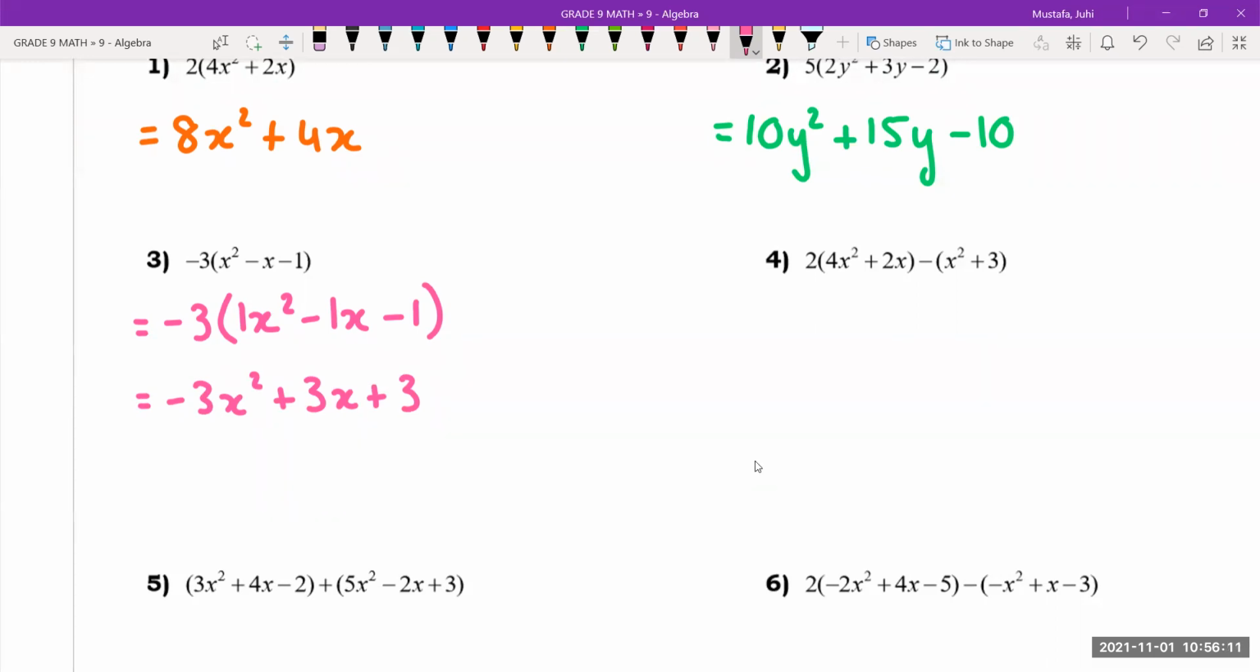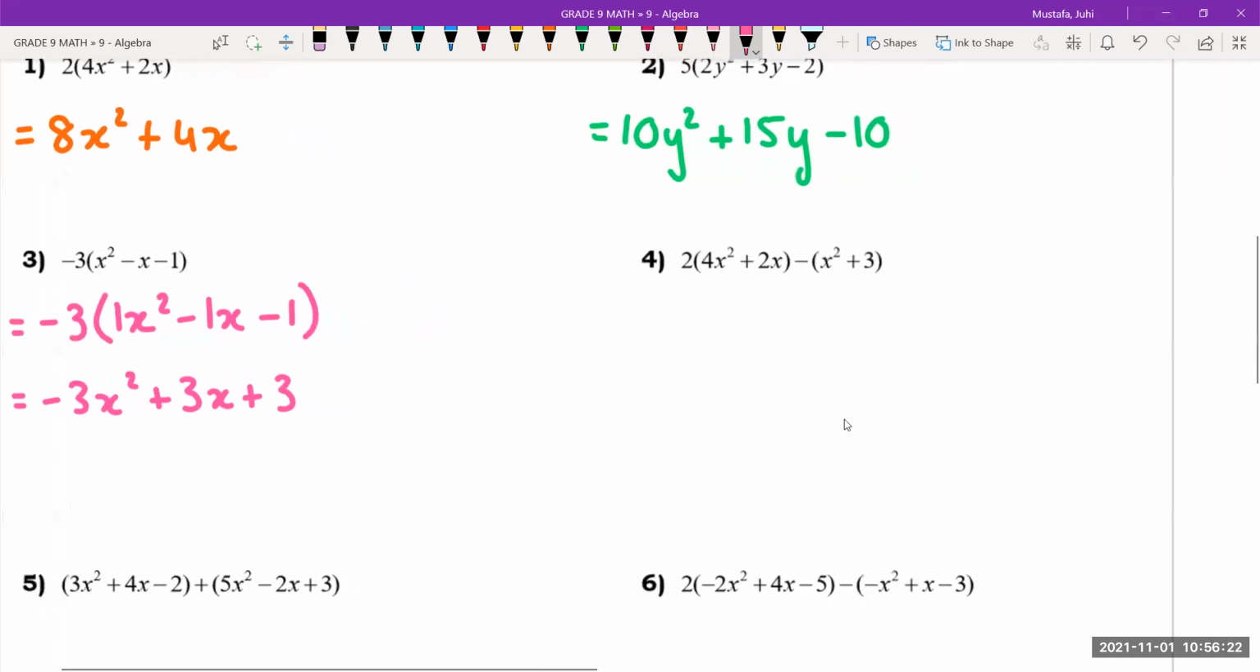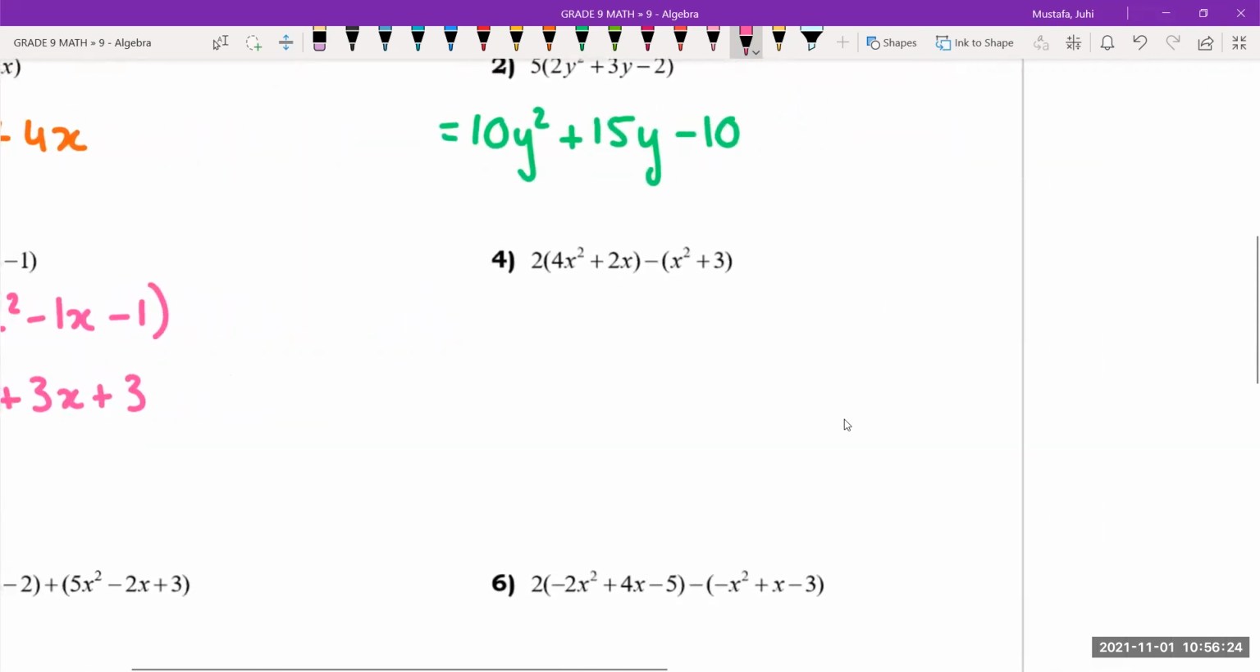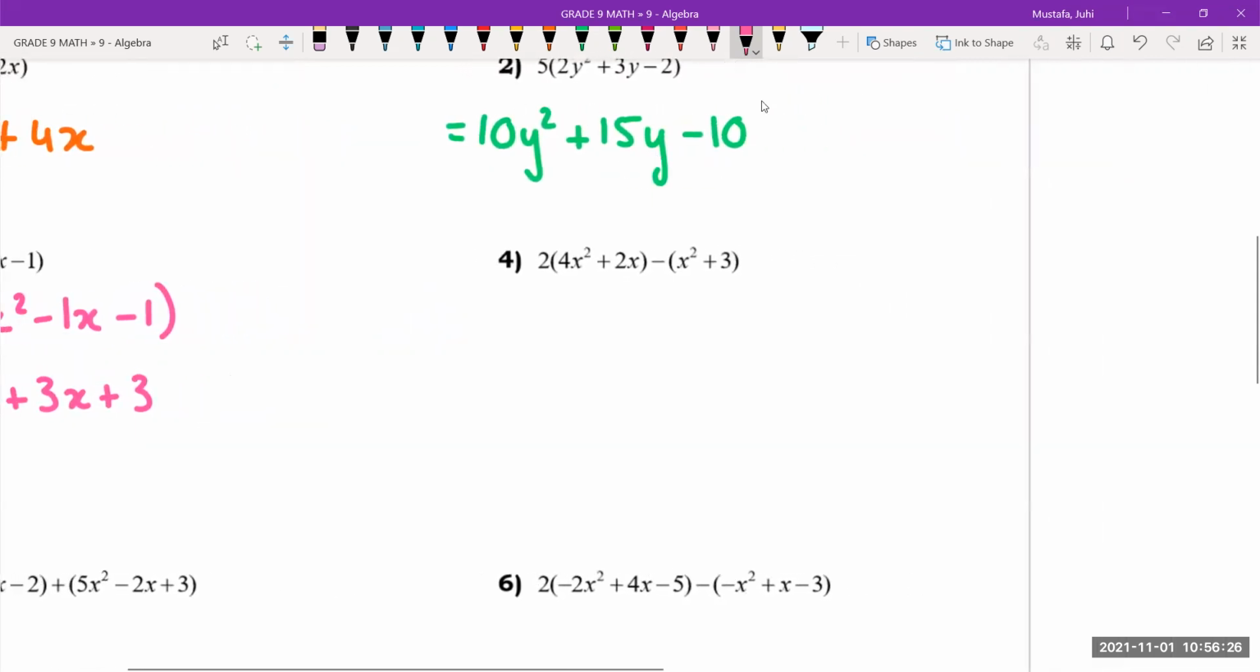All right, questions 1, 2, and 3 were the easy types of questions. So on our assessment, they would be like that first row. Questions 4, 5, and 6 are the harder questions. What do you notice that is different about question 4 compared to questions 1, 2, and 3? Ari? There are two different sets of brackets.